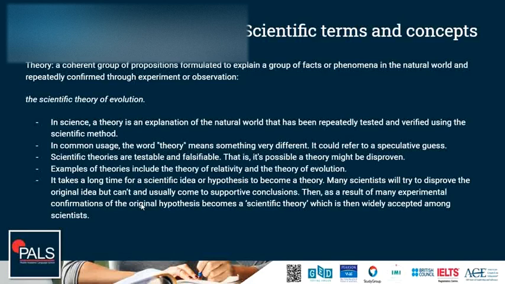A scientific theory is usually something widely accepted in the scientific world because it has been tested and confirmed so many times. Scientific theories have to be testable and falsifiable. That is, it's possible a theory might be disproven in the future. Examples of theories include the theory of relativity, the theory of evolution, the theory of gravity. It takes a long time for a scientific idea or hypothesis usually to become a theory.